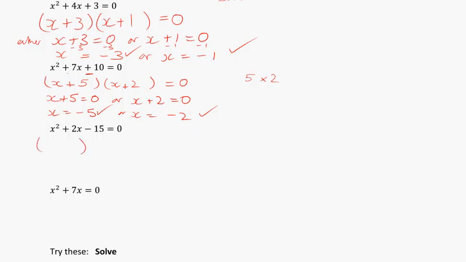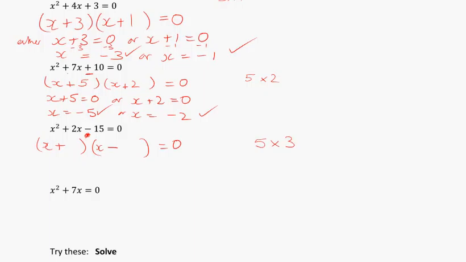Two brackets equal to 0, we've got an x and an x, because that's x squared. Now we look at the last sign, it is minus. And so we know the signs in the brackets are different. One is plus and one is minus. So we have to say what two numbers multiply to 15 and have a difference of 2. And so we're going to choose 5 and 3. Because when I take 3 away from 5, I get 2.